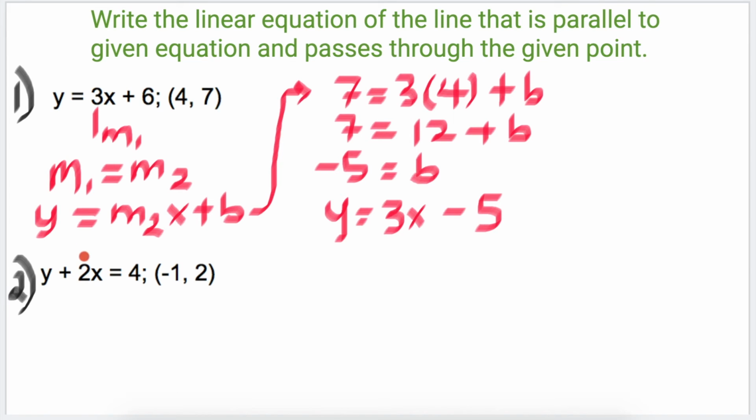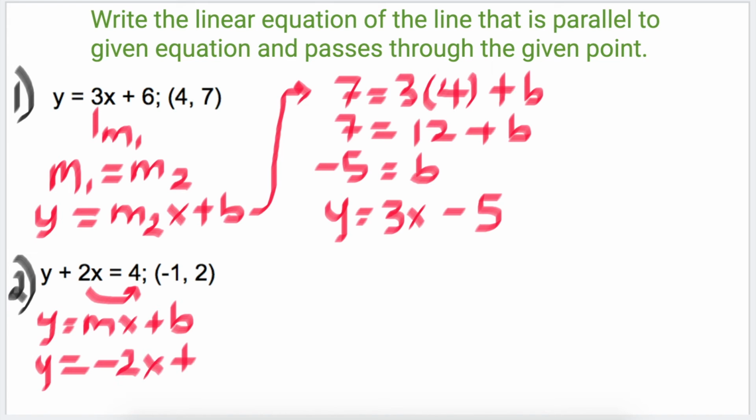This equation here is not quite yet in the slope-intercept form. We have to rewrite it so that we can get the slope from the equation. So this positive 2x, we need to move it over to the right side. And we're doing this so that the equation is in this form, y equals mx plus b. So when you move that positive 2x over to the right side, you're going to have an equation that is y equals negative 2x plus 4. Once it's in this form, we can easily see that the slope is negative 2.